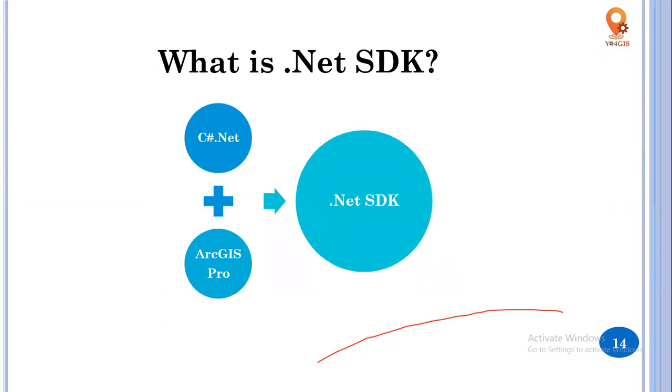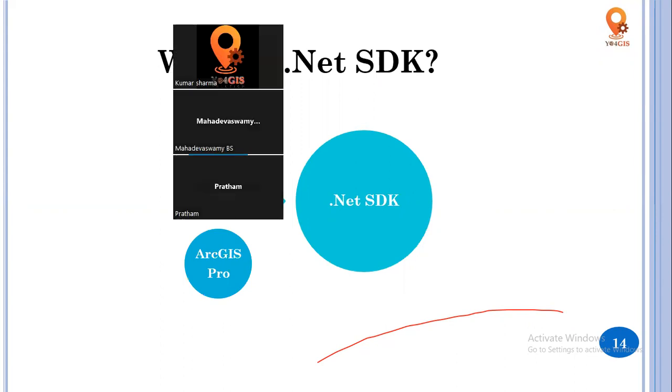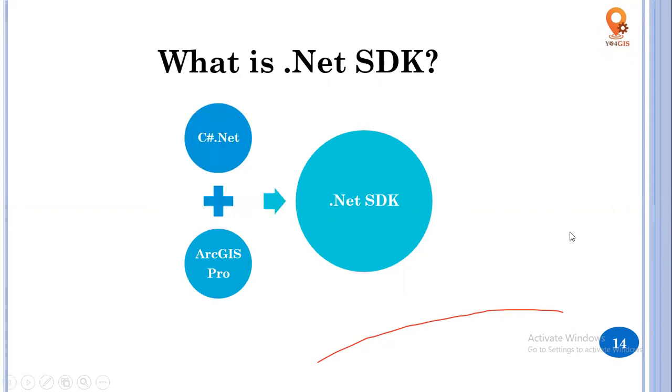So if you want to do the customization using .NET SDK, you have to know two things. One is ArcGIS Pro and second is C#.NET. So that is up to you. If you want to customize ArcGIS and you are ready to learn C#.NET and ArcGIS Pro, you can join some different batch.